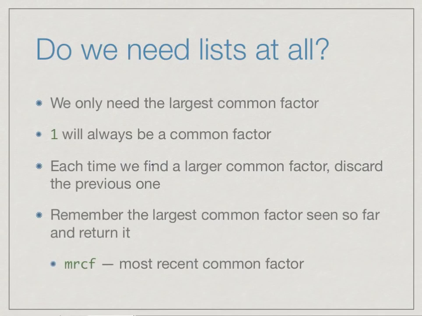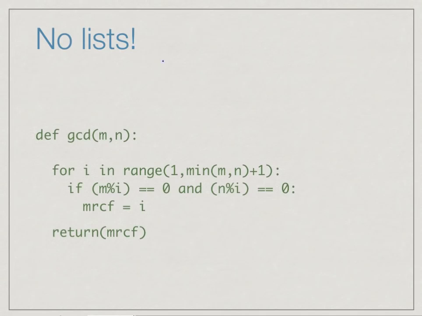So we can use a name, say MRCF for the most recent common factor, and keep updating this name with the value of the common factor that we saw last. So here is a Python implementation of this idea where we don't have a list at all. We directly scan all the possible common factors from 1 to the minimum of m, n. Whenever we find a common factor, we update the value of our name MRCF to be the current common factor that we have found. Now remember that 1 will always be a common factor. So initially MRCF will be assigned the value 1.